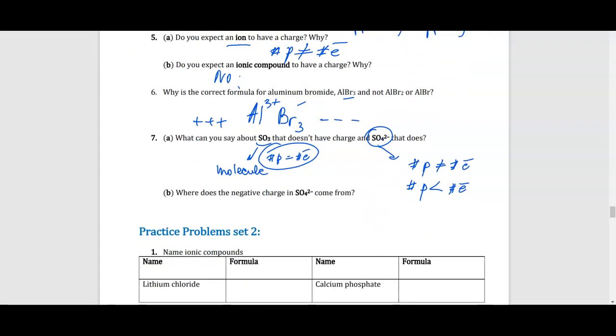Where does the negative charge in SO4 2 negative come from? It has two additional electrons.